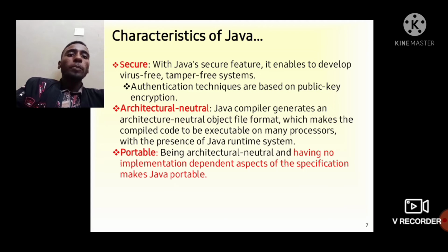The other thing is portable. What made Java portable? Being architectural neutral, and having no implementation dependent aspects of the specification, makes Java portable. Java is portable. It runs anywhere.